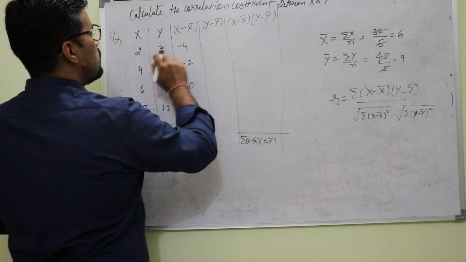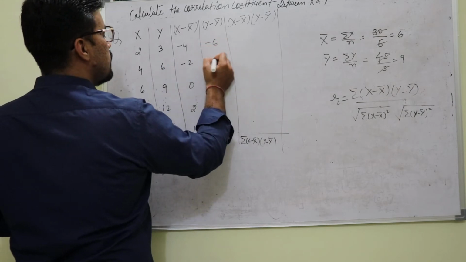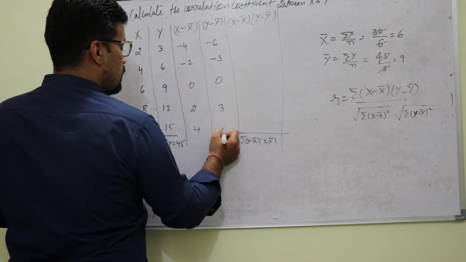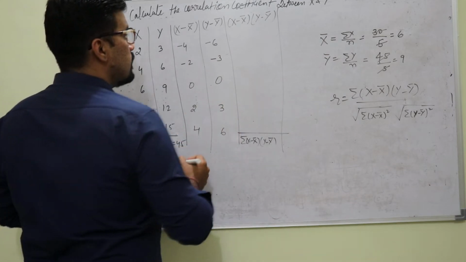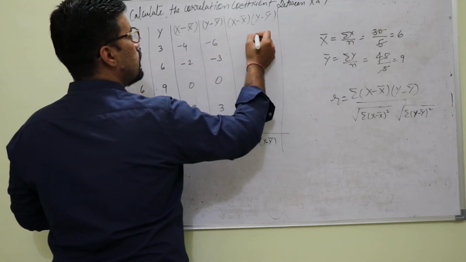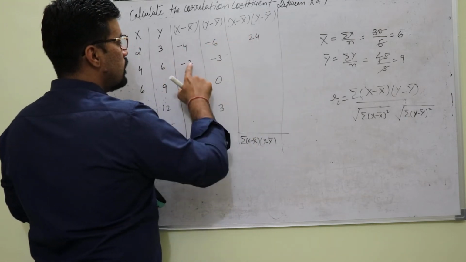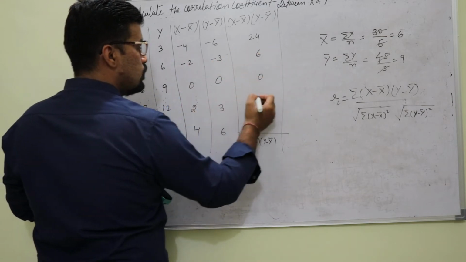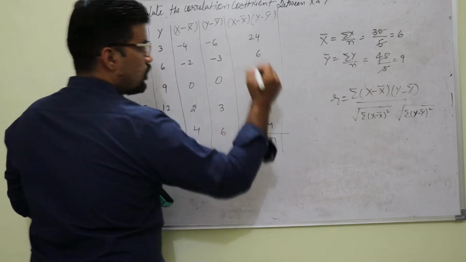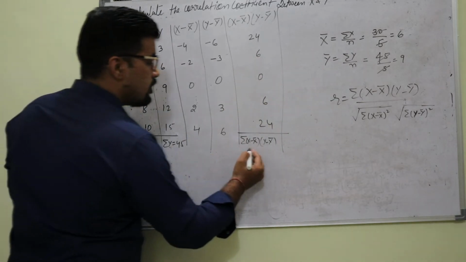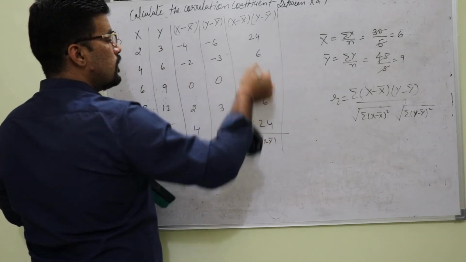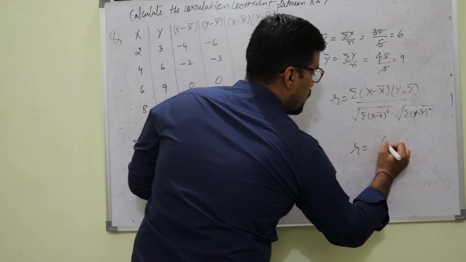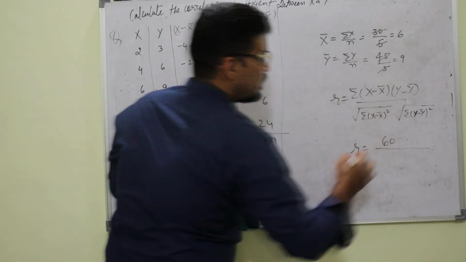Now y minus y bar: 3 minus 9 is minus 6, 6 minus 9 is minus 3, 9 minus 9 is 0, 12 minus 9 is 3, 15 minus 9 is 6. Right? Then multiply. 6 fours are 24, and minus into minus is plus. 2 threes are 6, minus into minus plus. 0 into 0 is 0. 3 twos are 6 and 6 fours are 24. Right? So the total of (x minus x bar) into (y minus y bar) comes to 30 plus 30, which is 60. So r is equal to, the numerator part is 60.